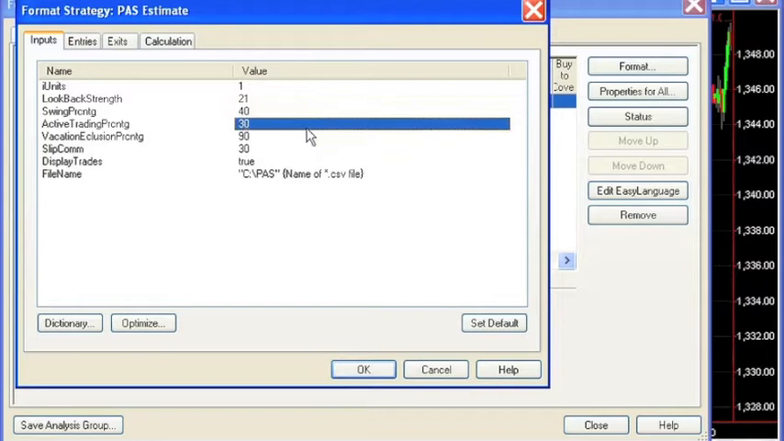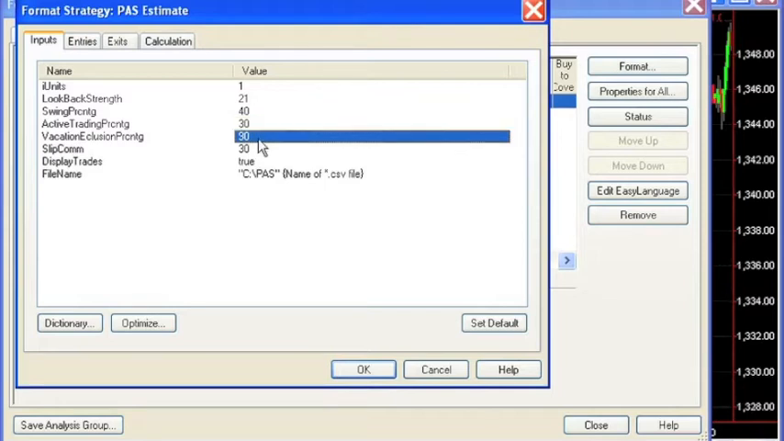The next is active trading percentage. This is the amount of time each day that you're going to spend in front of the computer trading, either manually or through a systematic automated system. So in this case, 30% of our time will be actually trading. The other percentage of the time, the remaining 70%, we're not trading.